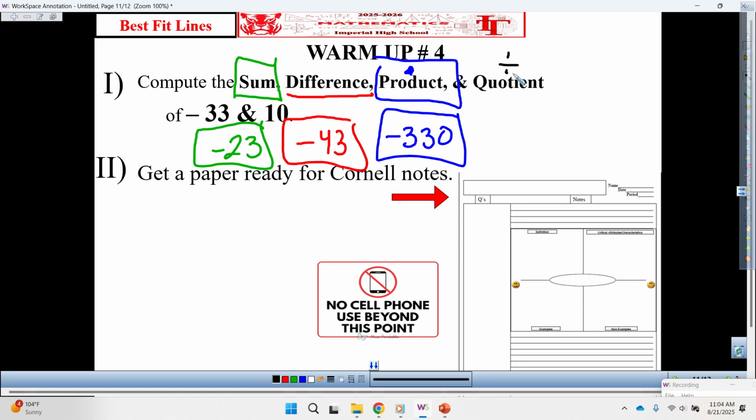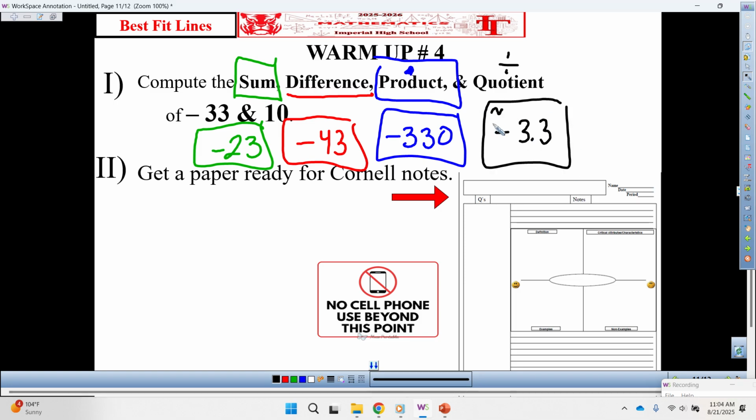What you get for the quotient? Show your neighbor one more time. All right, let's go with, how about Eileen? What'd you get? Negative 3.3. That is correct. And put the wiggles on. Approximately. All right, not bad, yes?